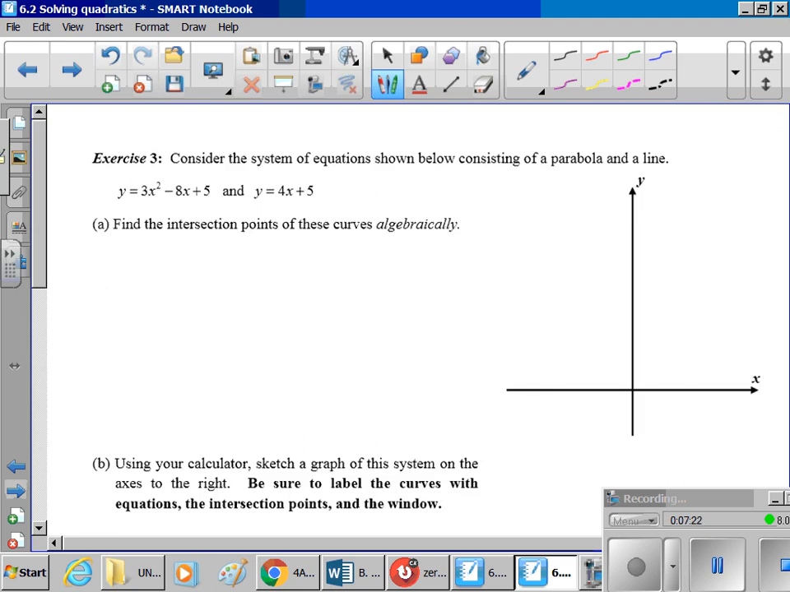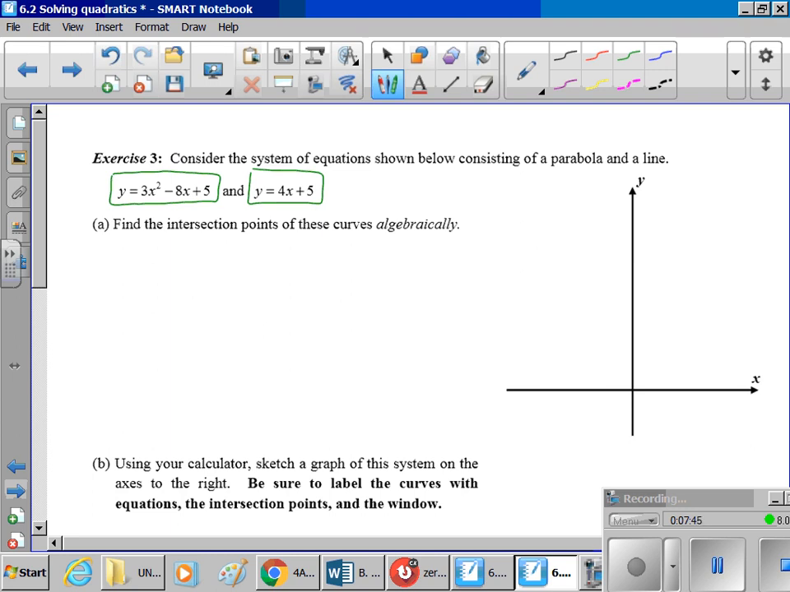Consider the system of equations shown below consisting of a parabola and a line. All right, so I know this is a quadratic, which yields a parabola, and I know this is a line because it's y equals mx plus b form. It says find the intersection points of these curves algebraically. Now curves, not really a curve for a line, but these functions anyway.